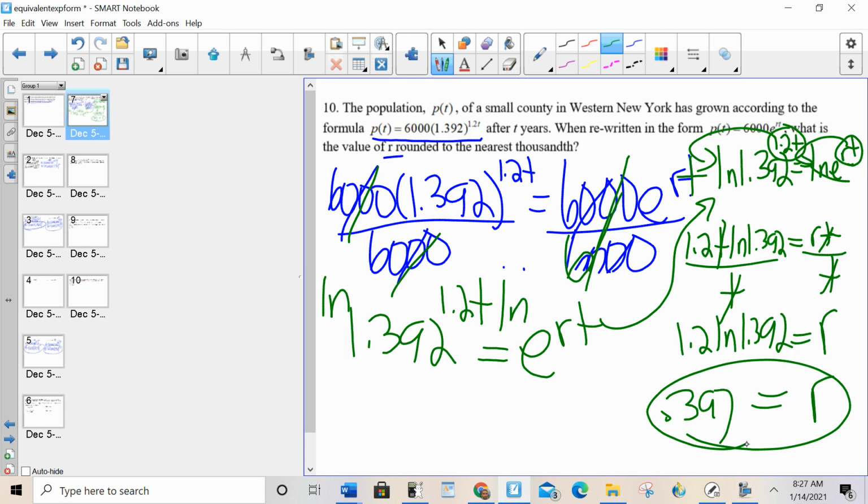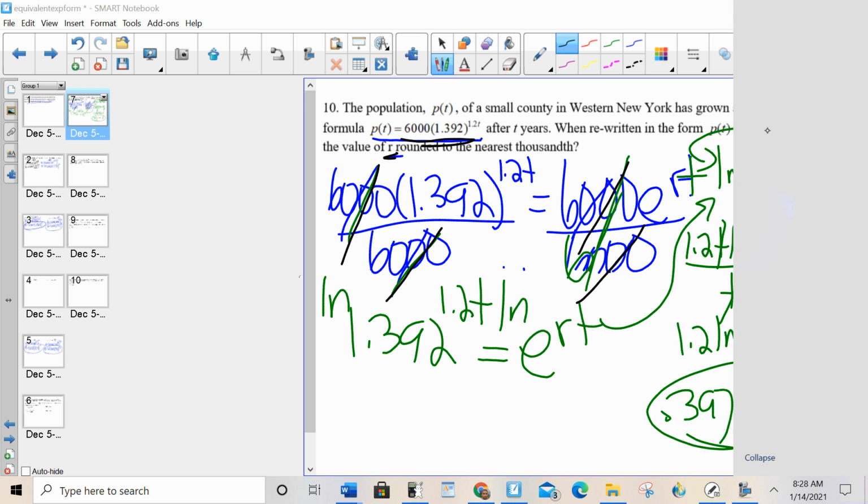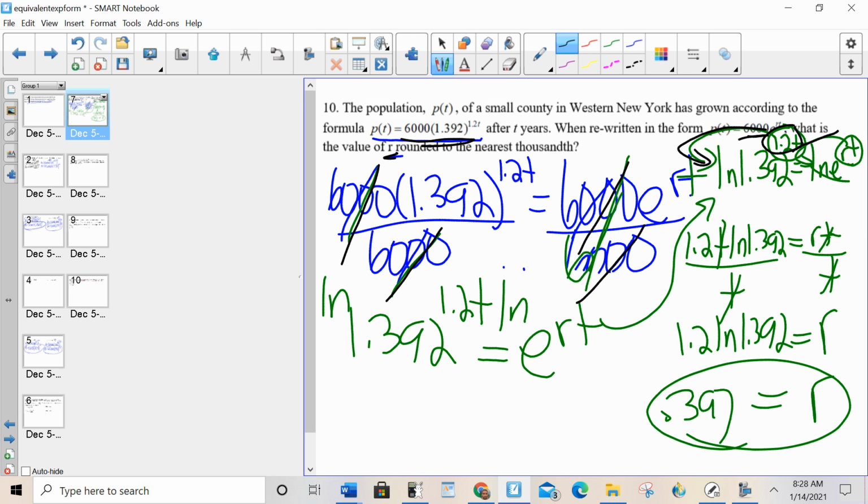So what was my procedure? I set the two expressions equal to each other, 6,000 times 1.392 to the 1.2t and 6,000 e to the rt. I then divided the 6,000s away. Once I have that e to the rt, again, I'm solving for r, so I do the log of both sides, or because it's e, I do the ln of both sides. When I do that, the exponent comes in front. ln e cancels, because ln e always cancels. I divided the t away at this point, and then I had my answer.